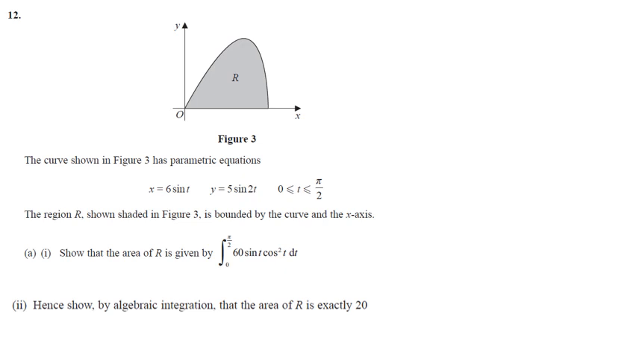Question 12, parametric equations. So x is 6 sin t, y is 5 sin 2t. Show that the area of R is given by this expression here. Well, the area in parametric is the integral of y of t times dx by dt times dt between our two t values.